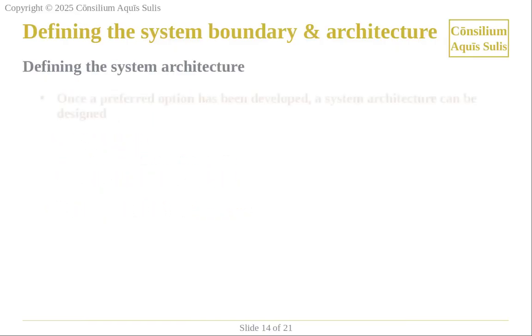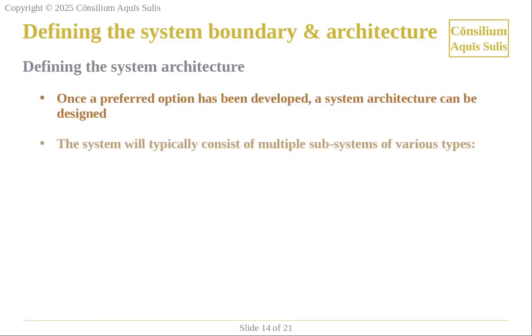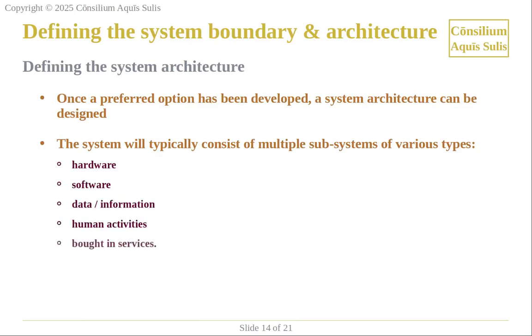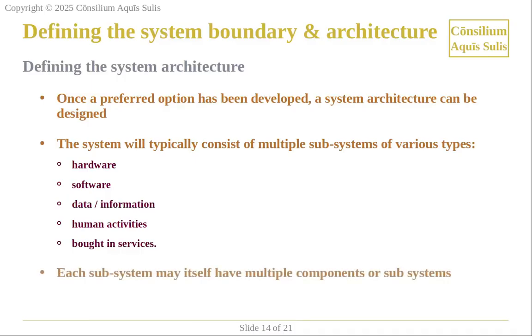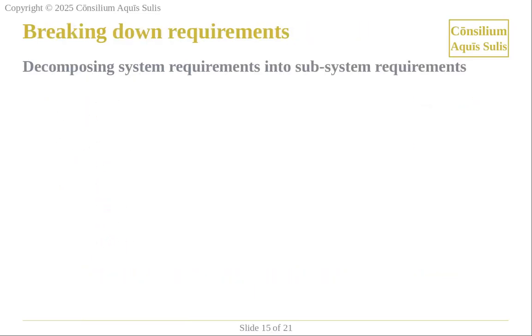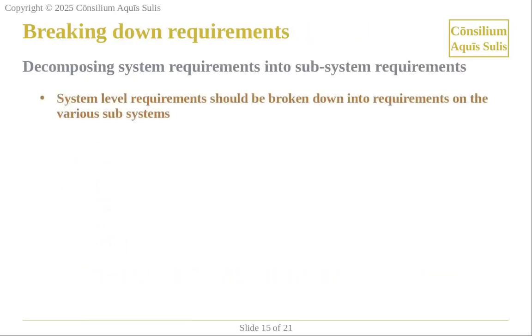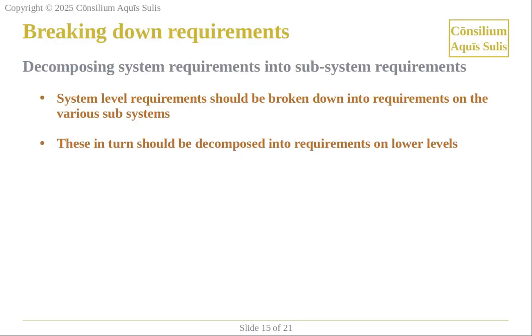Once a preferred option has been developed, a system architecture can be designed. The system will typically consist of multiple subsystems of various types: hardware, software, data, human activities, bought-in services. Each subsystem may itself have multiple components or subsystems. System-level requirements should be broken down into requirements on the various subsystems. These, in turn, should be decomposed into requirements on lower levels.